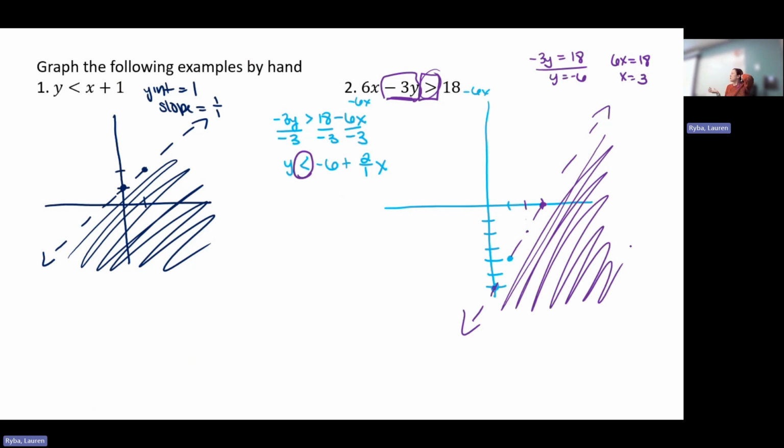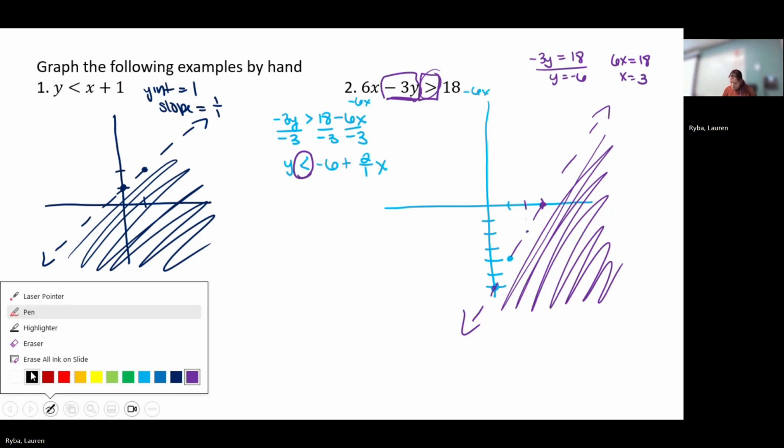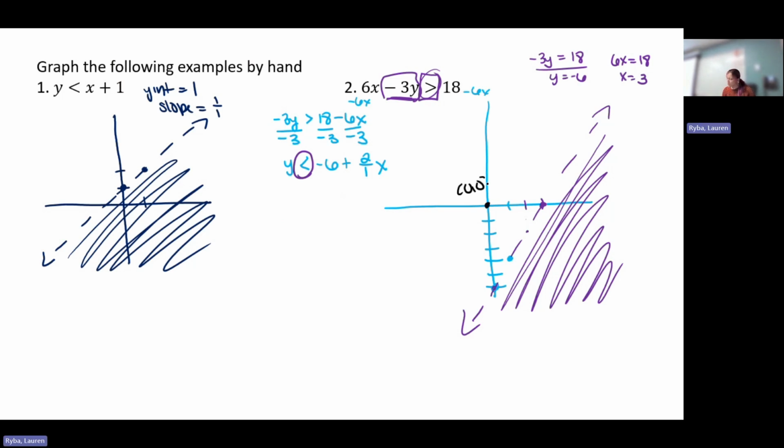Now, how would I actually know where I should shade? Well, here's an easy way to do it. The origin is 0, 0. If I were to plug 0 into the original equation, it gives me 0 minus 0 is greater than 18. Is 0 bigger than 18? No. So I can't shade where this point is because that point doesn't work. So that's why I shaded the opposite direction of it.